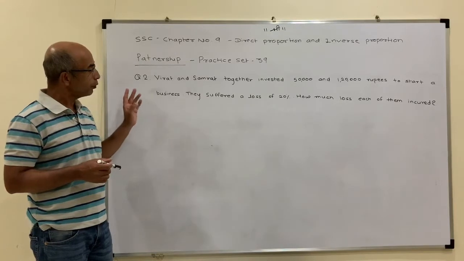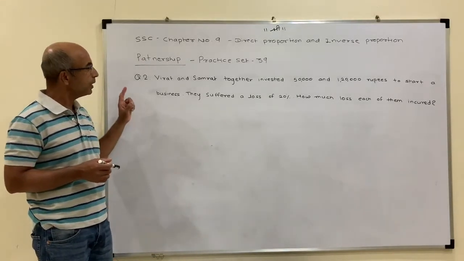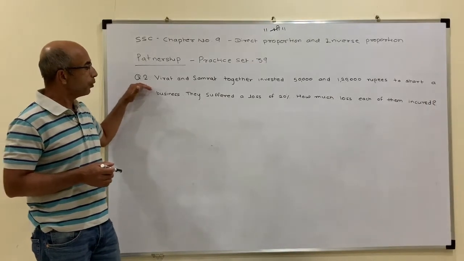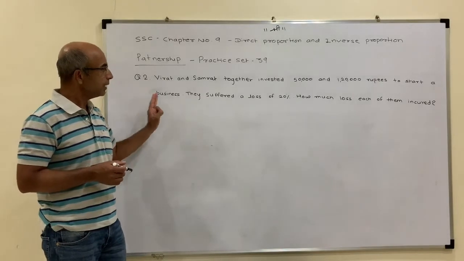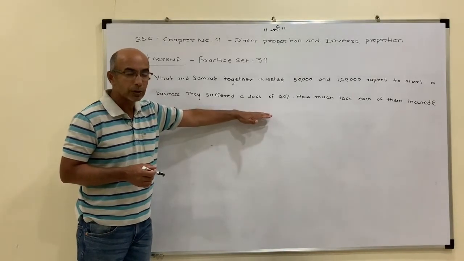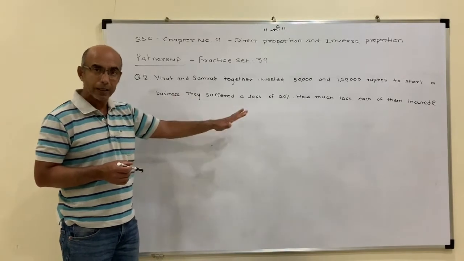So now, again, we will have to solve this problem in 3 stages. Our first stage will be to find the proportion of the investment. Second, find the amount of loss. Third, we construct an equation and solve that equation.